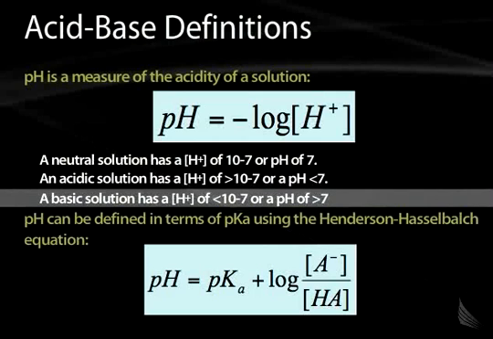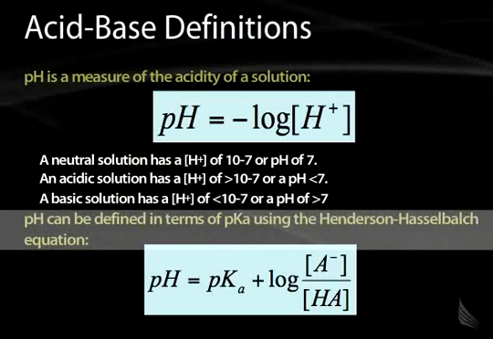A basic solution has a lower concentration of protons, less than 10 to the -7th molar, and thus will have a pH of greater than 7. Now, pH can be related to the pKa of a given acid using what we call the Henderson-Hasselbalch equation. And that equation is as follows. pH is equal to pKa plus the log of the concentration of the conjugate base divided by the concentration of the undissociated acid. Now this is one of the few equations that you really need to memorize for the USMLE.